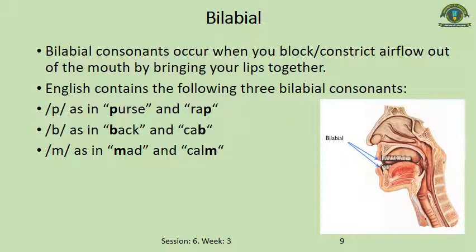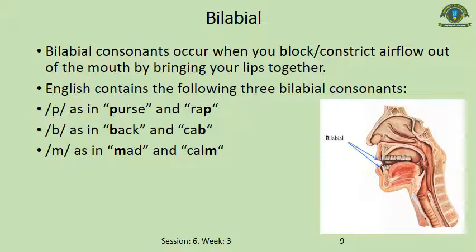Now I want you to repeat after me these words and try to understand what's written in the beginning. It's written that bilabial consonants occur when you block or constrict airflow out of the mouth by bringing your lips together. Now watch. Say after me. Purse. Before we produce purse, both the lips are together. And then wrap. At the end, both the lips are together. Wrap.